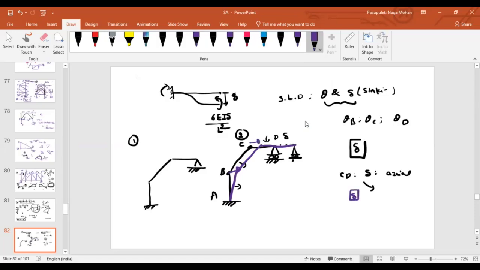So delta is also an important factor in the second case. Even though it doesn't cause any additional moments in member CD, it might cause additional moments in AB and BC. So that's why in the second case, delta also we have to consider. But in the first case, as the delta is restrained, there is no point in talking about delta. Only in this case, if you want to solve it by the deflection method, you are interested in theta B, theta C, and theta D, but not in the second case. Is it okay? We haven't used any formula here.